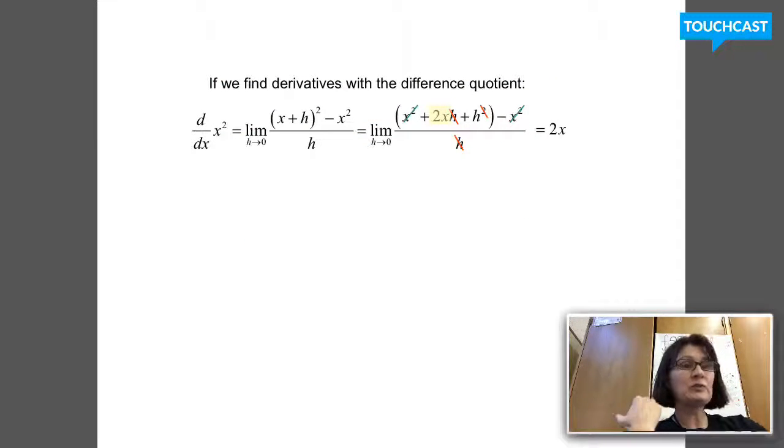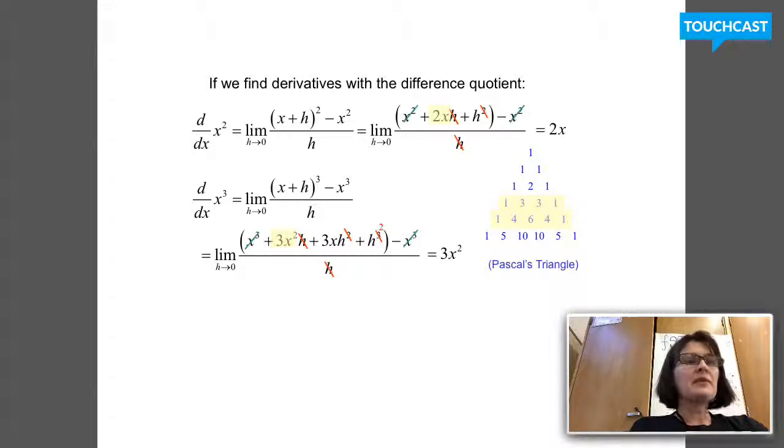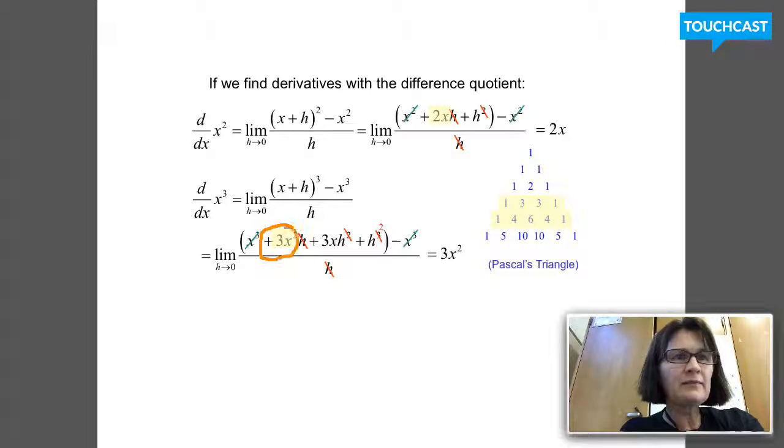All right, here's the next rule. What if we find the derivative using the long version? If I took the derivative of x squared, I think we've done that one enough times in class, the derivative is 2x. If I wanted to take the derivative of x cubed, I'd have to take x plus h and cube it. It takes 4 multiplications and then 6 multiplications. And I would get, you can see here, everything cancels out except this 3x squared.